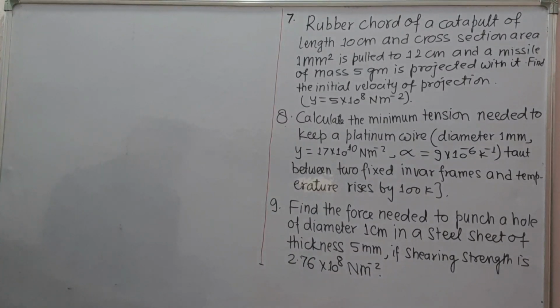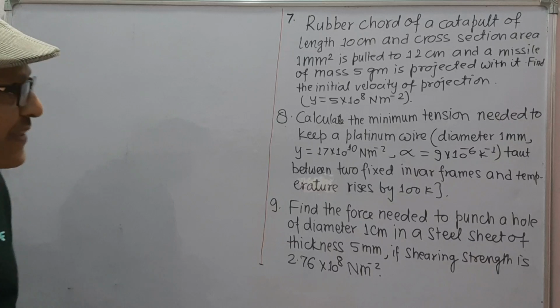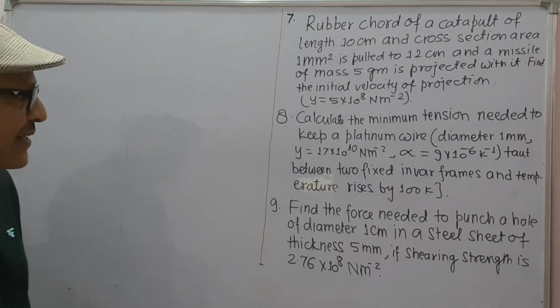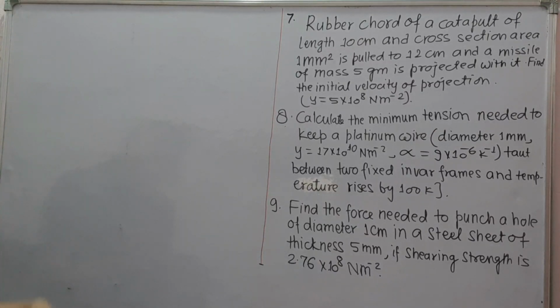Next question number 7. Question is, rubber cord of a catapult of length 10 cm and cross section area 1 millimeter square is pulled to 12 cm and a missile of mass 5 gram is projected with it. Find the initial velocity of projection. Young's modulus is given. Here catapult means gulel.